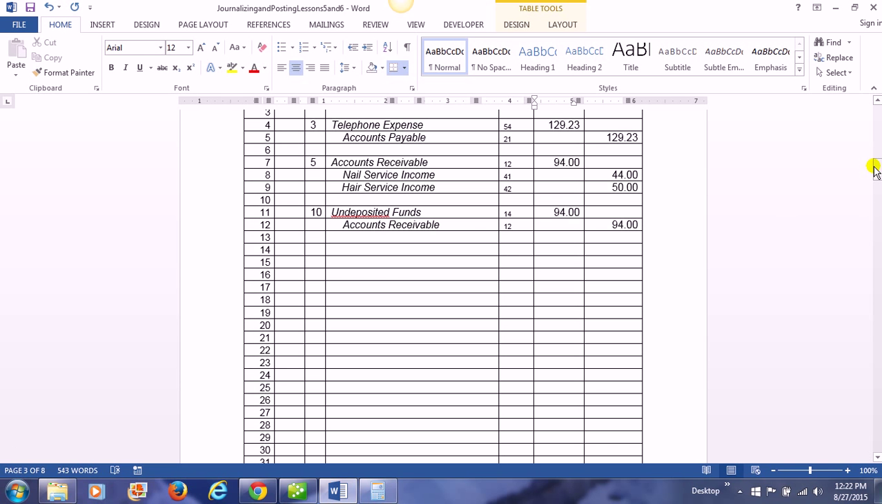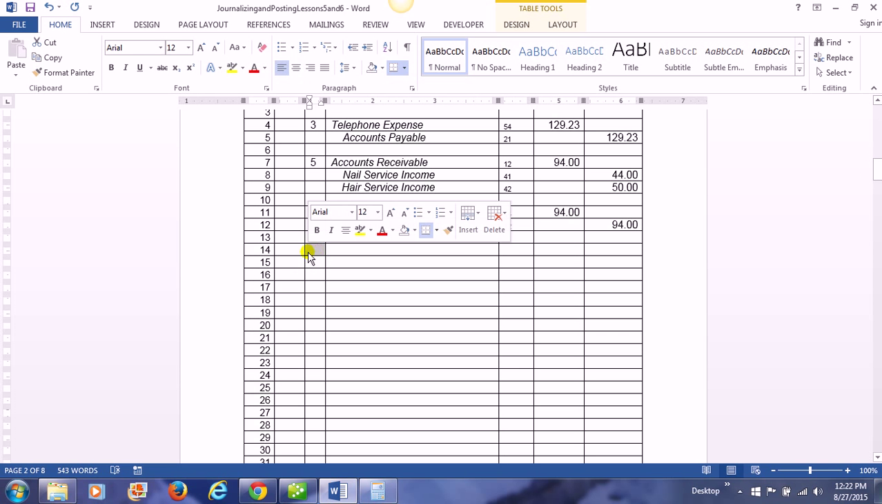Let's do a cash sale or sales receipt. So this is a cash register sale. Someone came in and they got some hair services from us, and so we are going to receive that cash payment and put it into undeposited funds. And that's going to be $55. And what account are we going to credit? We are going to credit the income account.